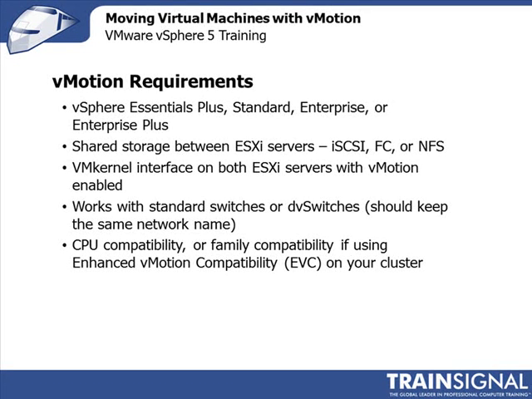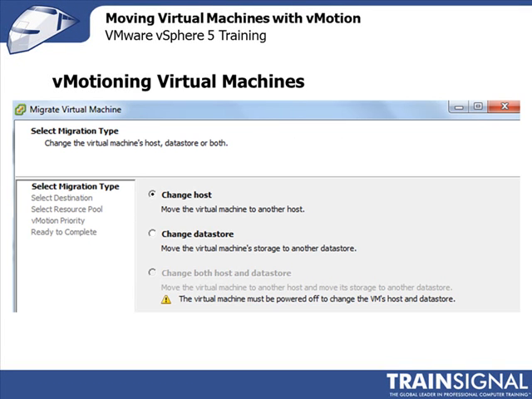So to very quickly summarize, you need a specific license for vMotion. You need to have shared storage where your virtual machines are located. Both servers need to have access to it. You need to enable the VMkernel interface on both ESXi servers with vMotion. You need to have the same network name between the two ESXi servers, and then you need to have that CPU compatibility. And now we're ready for our exciting demonstration here.